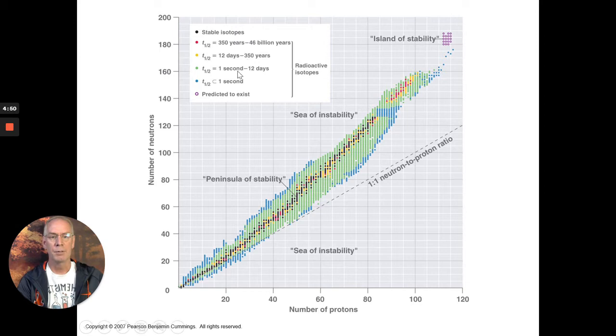And then by the time you get to the green ones, though, their half-lives are just a mere 1 second to 12 days. And the blue ones, a second or less. So you can see that the farther away from that black line you get, the less stable each of these gets. And again, you can see all the terms we use for this: the island of stability, the sea of instability, the peninsula of stability. I think people just want to have their little name associated with it.